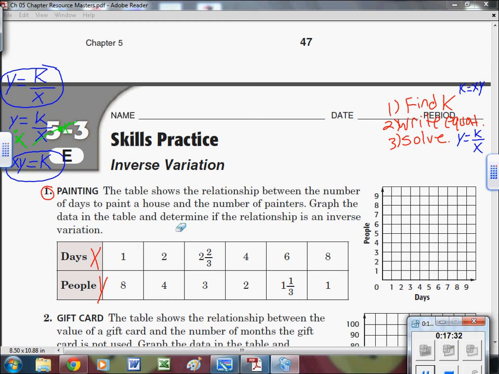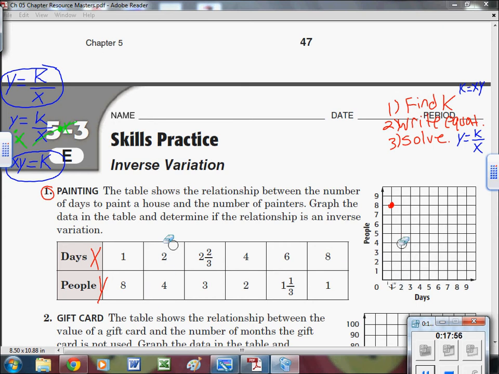Now the question says, graph the data in the table and determine if the relationship is an inverse variation. Is it yes or no? I already gave it away, but let's confirm so we can see why. Our first job is to graph everything. They said to graph at 1 day, 8 people. If we want it done in 1 day, we're going to need 8 people. So go to 1 day, go up to 8 people. Right here, 1 day, 8 people.